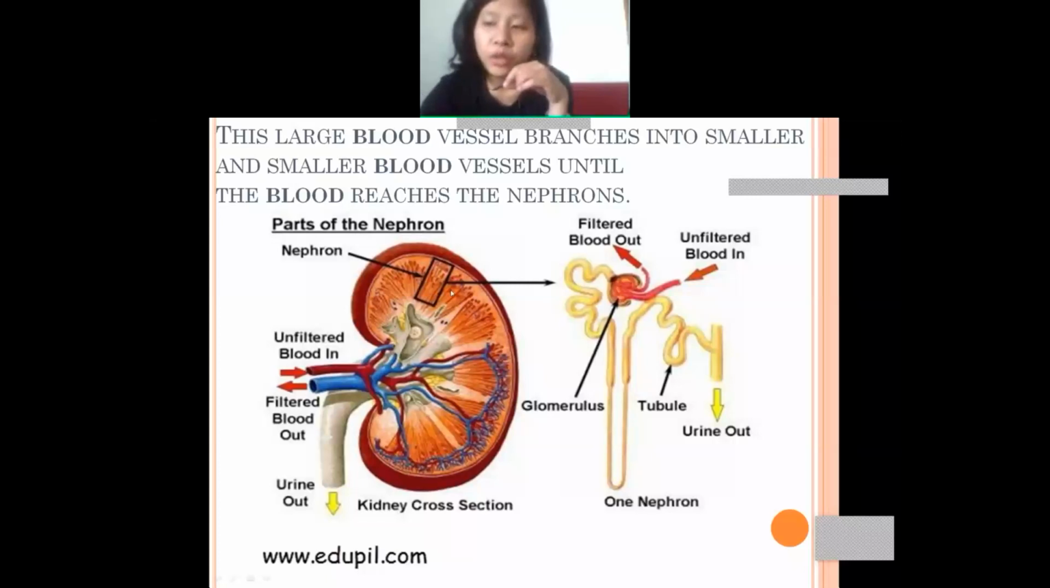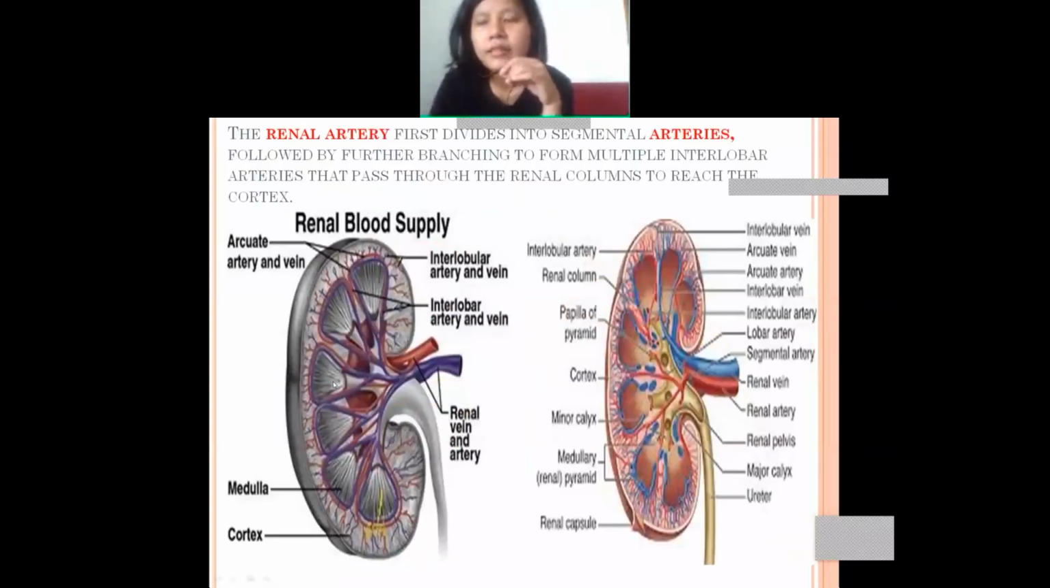Means they are divided into smaller veins, larger veins, capillaries, all this. So unless and until they reach the nephrons, they won't be able to function. That's why they have to go and reach the nephrons, so that they will be able to filter the blood. Did you understand till here? Yes, ma'am. Okay.